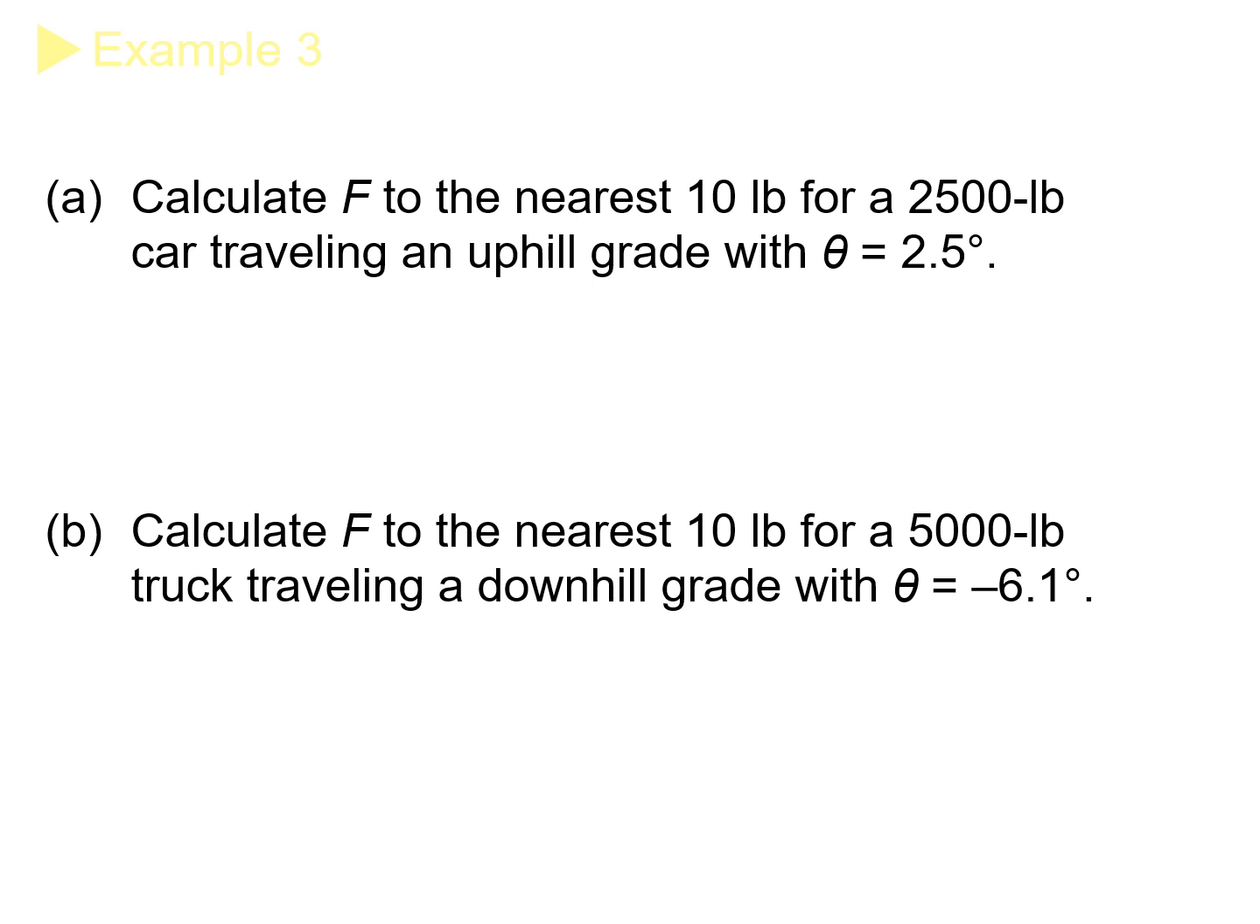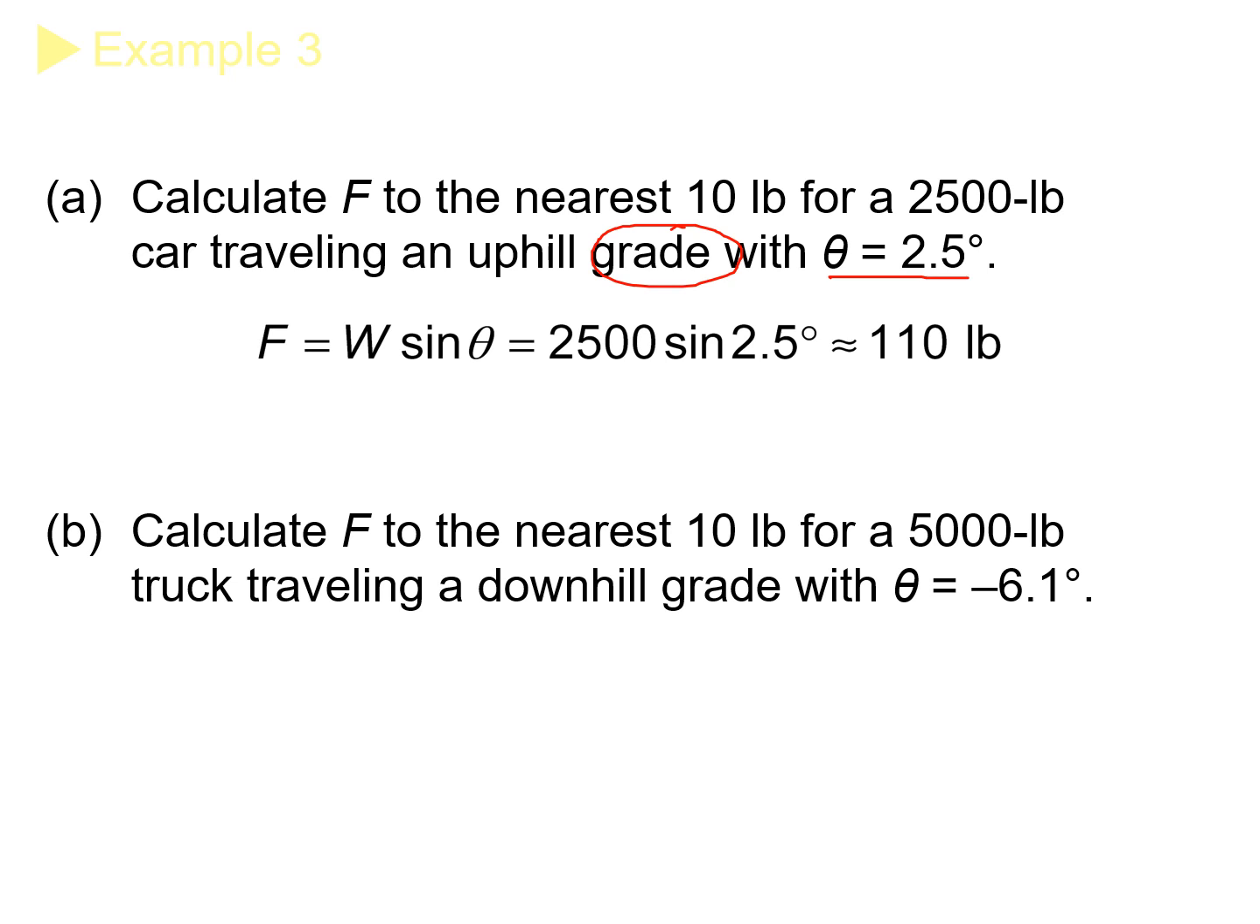Find F for a 2,500 pound car traveling uphill with a grade of 2.5 degrees. Remember, grade is just the incline. So F is W sine theta, where W is 2,500 pounds, the weight of the car, and the grade is 2.5. So we take 2.5 degrees for theta, take the sine, and we get about 110 pounds. We round this way because we were asked for the nearest 10 pounds.